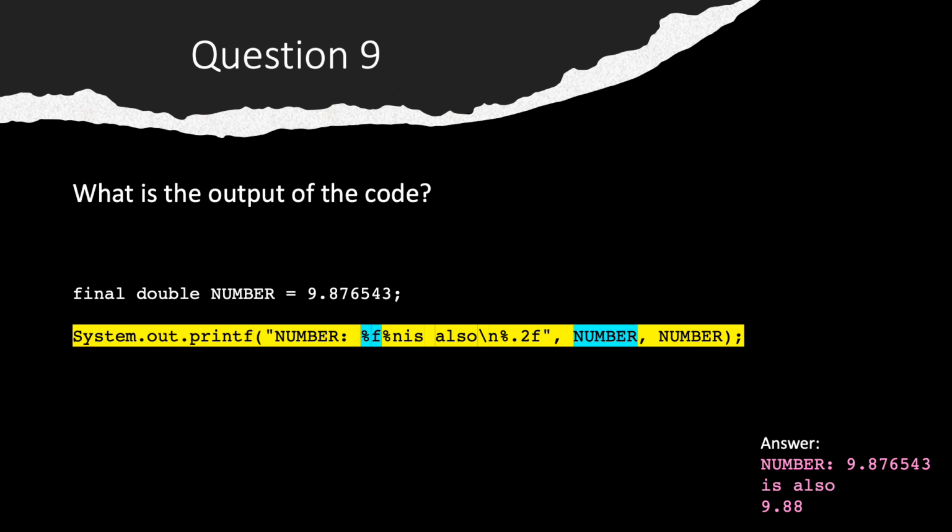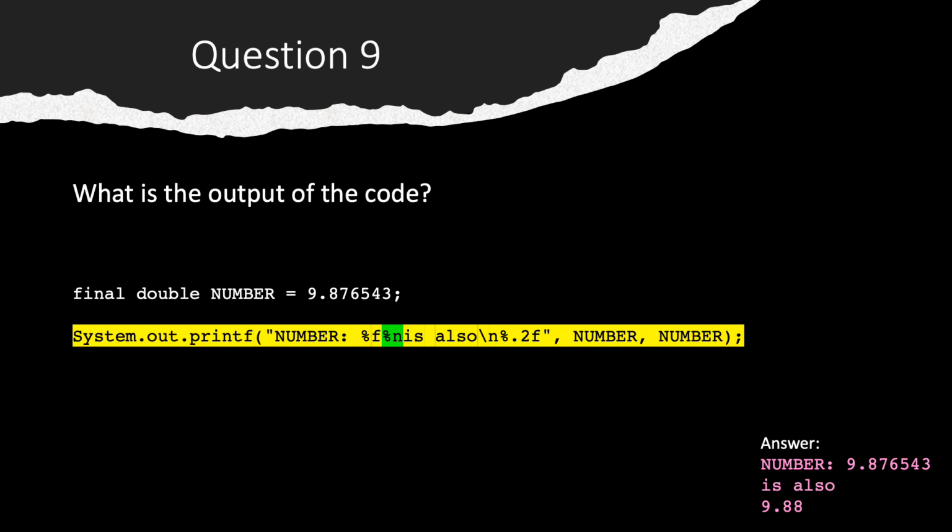Let's look at each part within the printf here. We have number and then %f. This %f refers to the value of the constant number. So here it will display number 9.876543. Then it has %n. So this is the line separator. Whatever comes after %n will be displayed on the next line.